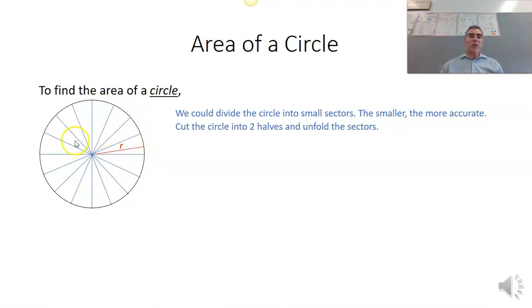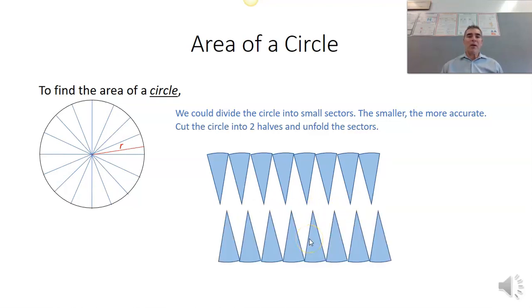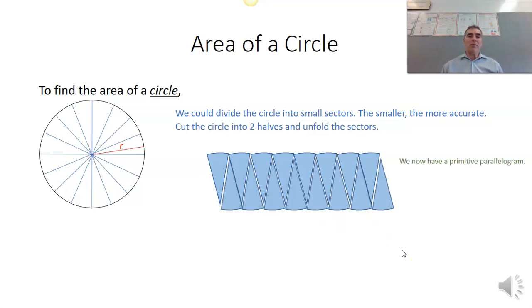What we've got is two halves, a top half and a bottom half, and we're going to unfold those halves so that you can see the sectors spread apart. We've got a top sector there, spread apart, and our bottom one there, spread apart. We're going to mesh those together, and what we've basically got is some sort of primitive, very rough looking parallelogram.